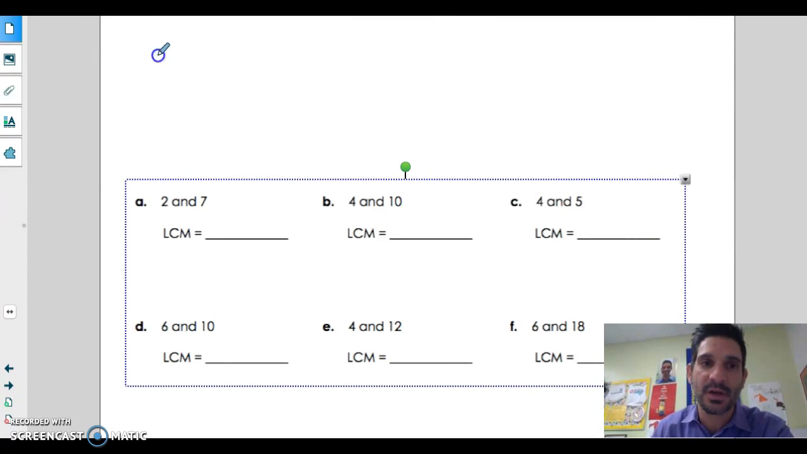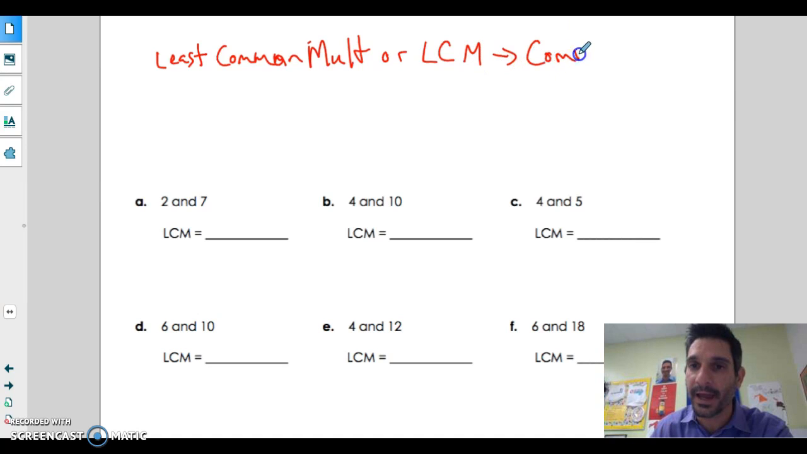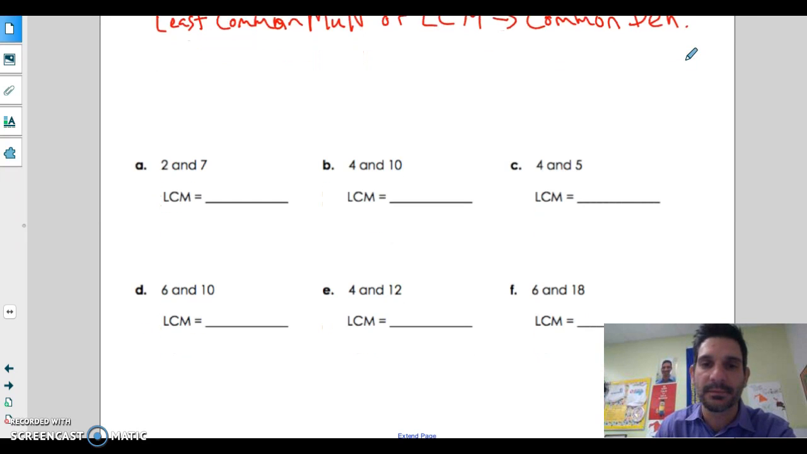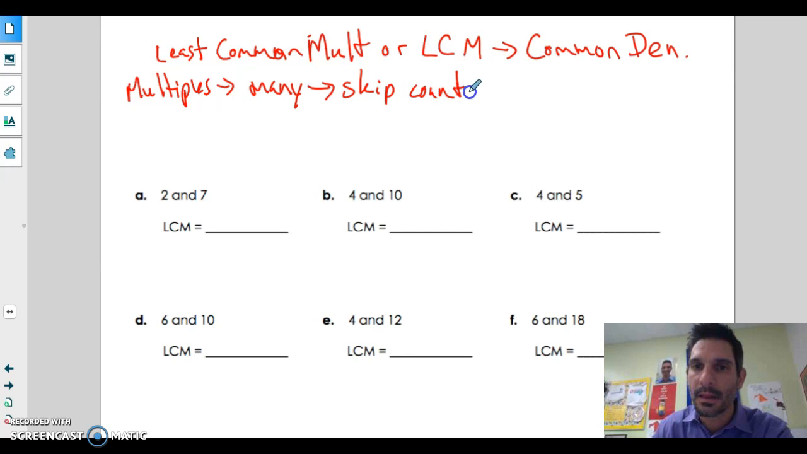Now this is called the least common multiple, or the LCM. And we use this to find the common denominator when we're adding and subtracting fractions. Basically, there are different ways you can do this. I look at it this way: I think in multiples. There are many of them, because it's just like skip counting. It's never ending. And I want to find the smallest.